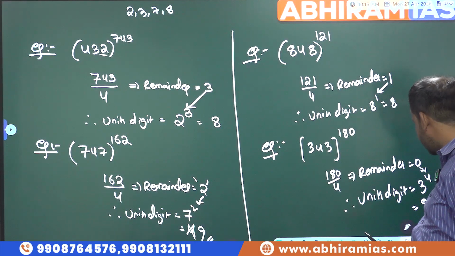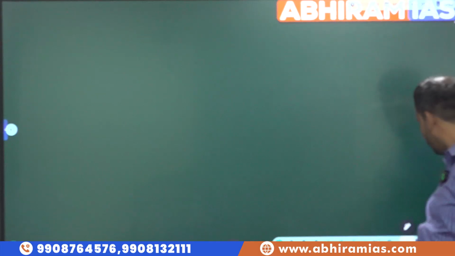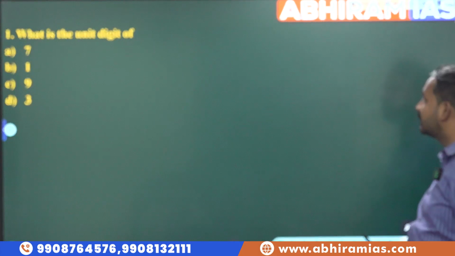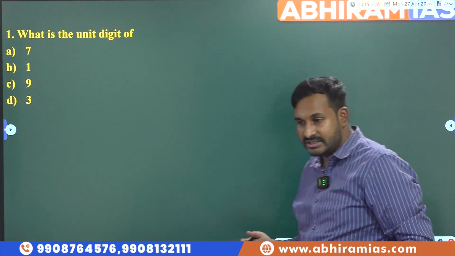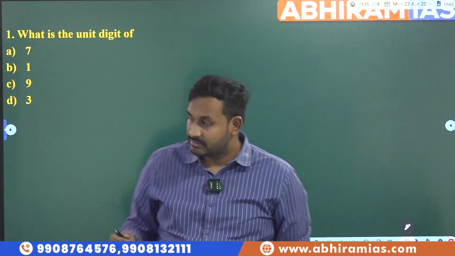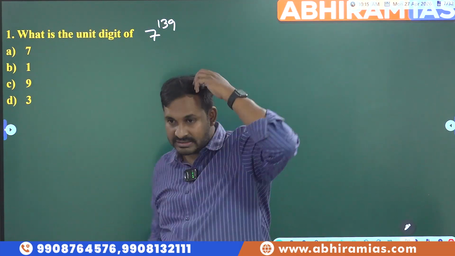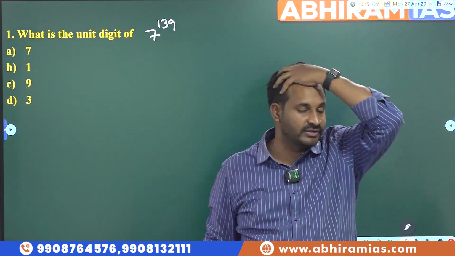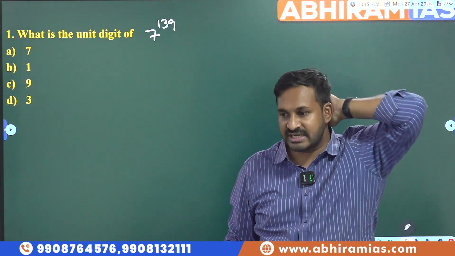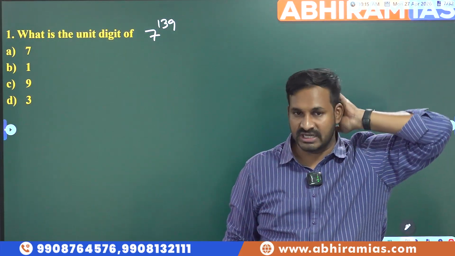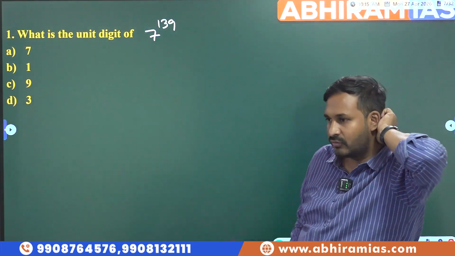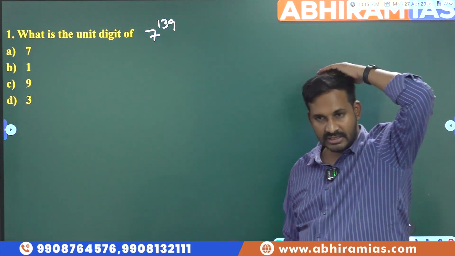ఓకే, రైట్. నౌ ప్లీజ్ సీ ద వాట్ ఈస్ ద యూనిట్ డిజిట్ ఆఫ్, ఏమి ఇచ్చినారండి అక్కడ? 7 power 139. సాల్వ్ ఇట్ అండ్ టెల్ ద ఆన్సర్. 7 power 139 యూనిట్ డిజిట్ ఏం చేస్తారు చెప్పండి? 7కి ఎన్ని ఛాన్సెస్ ఉంటాయండి మనకి? 4 ఛాన్సెస్. సో పవర్ని ఏం చేస్తారు? 4తోనే డివైడ్ చేస్తారు. డివైడ్ ఇట్ అండ్ అబ్జర్వ్ ద రిమైండర్.